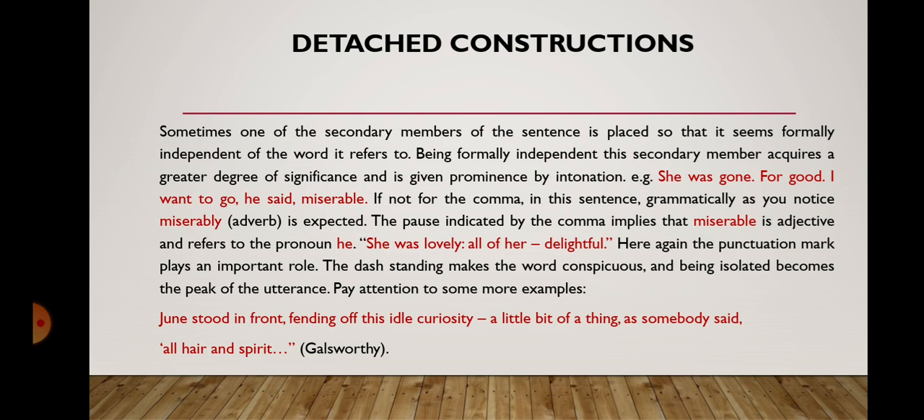If not for the comma in this sentence, grammatically, as you notice, the adverb miserably is expected. The pause indicated by the comma implies that miserable is an adjective and refers to the pronoun he. Another example is, she was lovely, all of her delightful. Here again, the punctuation mark plays an important role. The dash makes the word conspicuous, and being isolated it becomes the peak of the utterance.